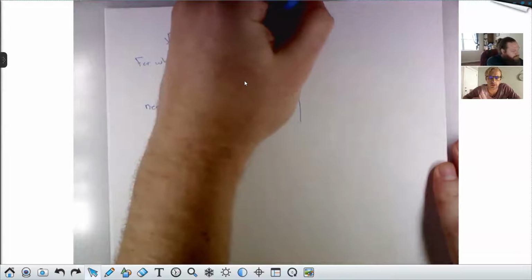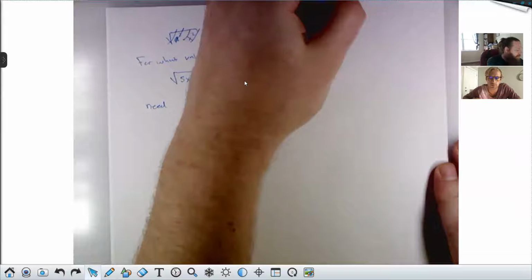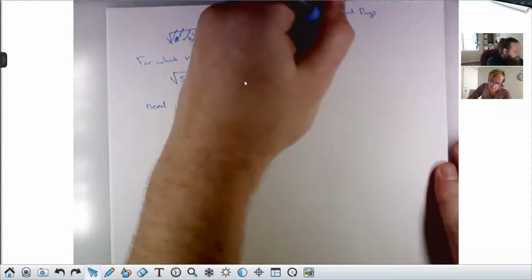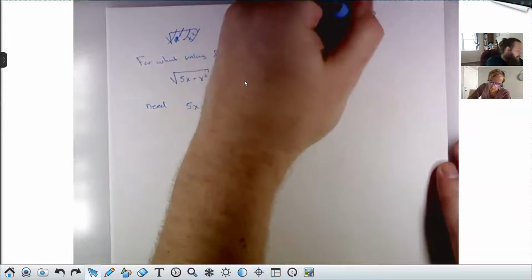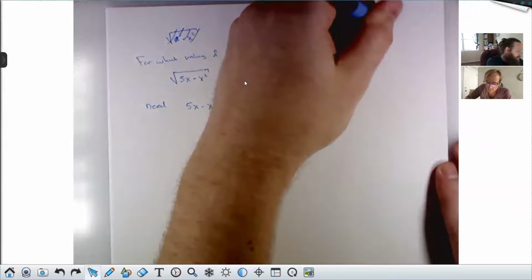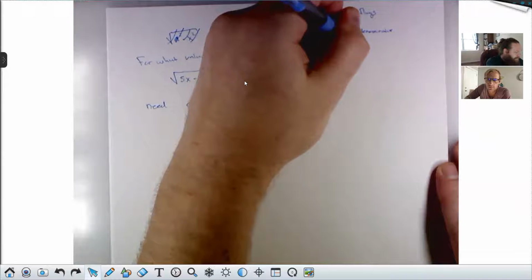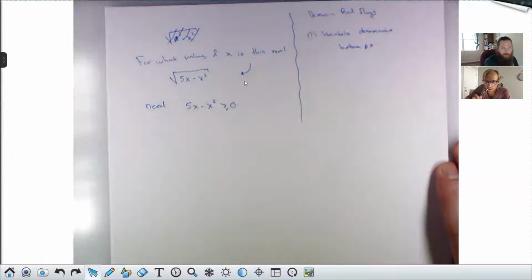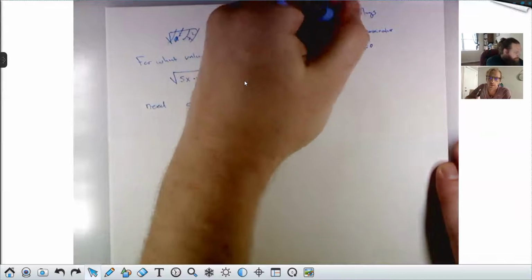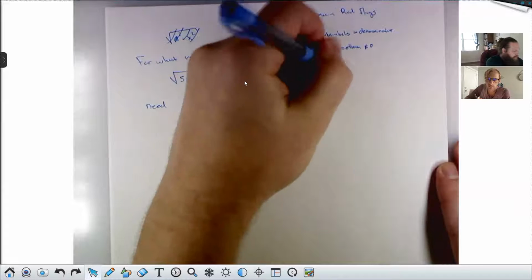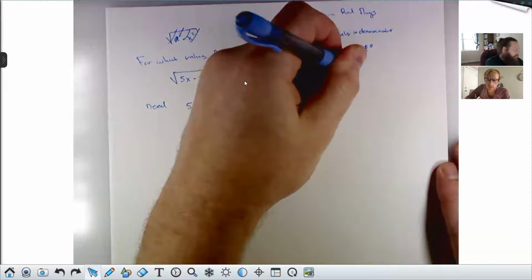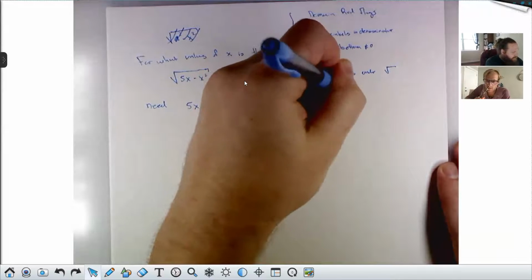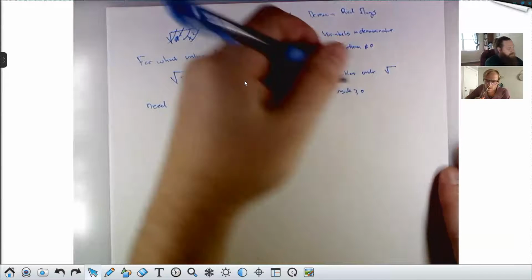So we've got kind of those 2 different kinds of domain red flags. If we have variables in the denominator, then we need to make sure that the bottom, that denominator, is non-zero. And the way we do that is by setting the bottom equal to 0 and then kicking those out. But if you have variables under an even root, which is what we're looking at here, then you need to set the inside greater than or equal to 0.